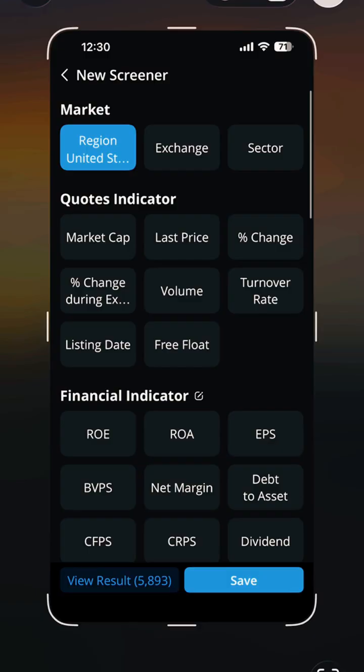But yeah, now where are we at? We are on the CRPS now, the cash revenue per share. This looks similar to CFPS, but it focuses more on how much revenue per share is being generated in cash terms. So it's another way to judge efficiency, how effectively each share is tied to income. The higher the CRPS, the stronger the company's revenue power per share. Now we're going to move on.